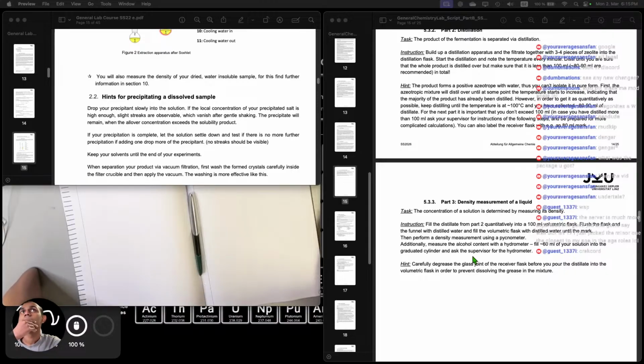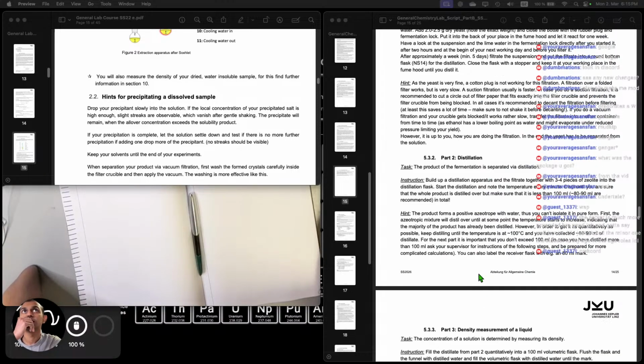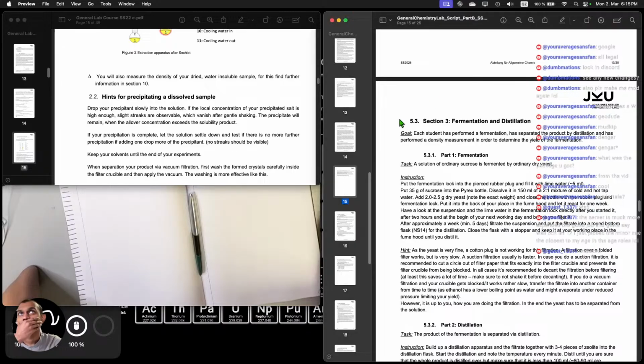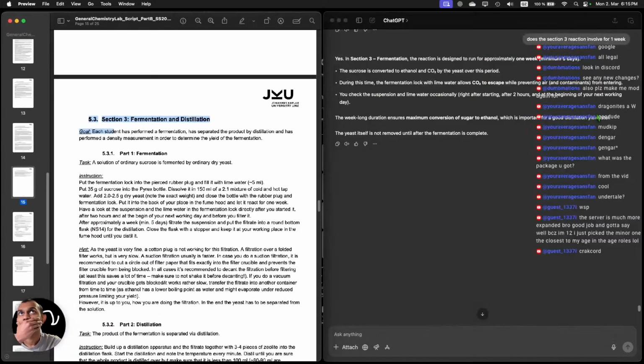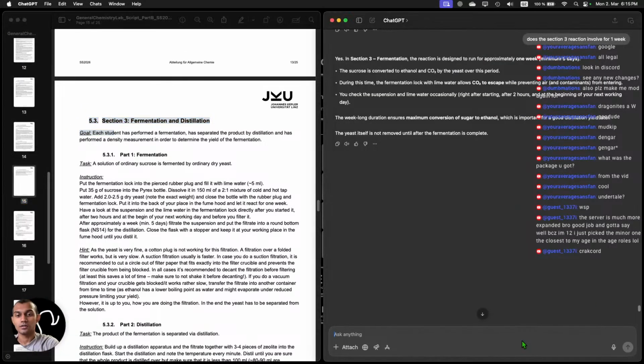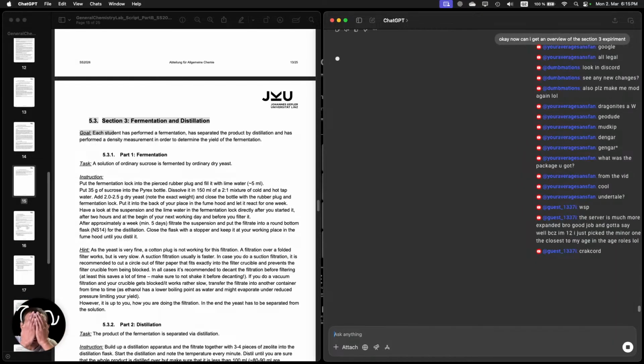Oh. What's next? Acids and bases. Okay. No. Okay, now. Can I get an overview of the section 3 experiment? I did not even get the spelling correctly for.